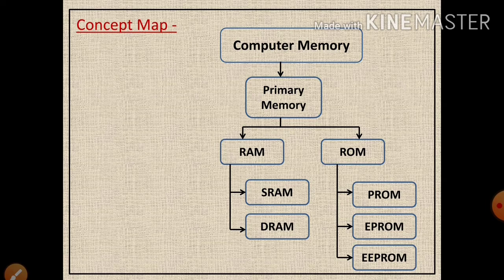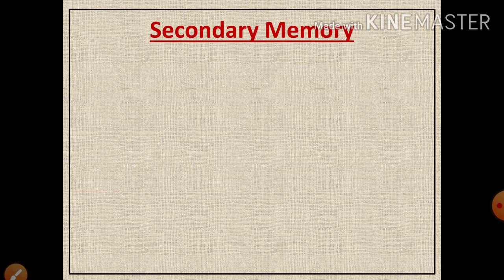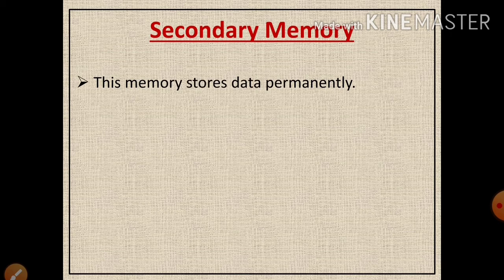Now last time we learned about the primary memory of computer and its two types, RAM and ROM. Today we are going to learn about the secondary memory. The secondary memory is the memory where data is stored permanently.